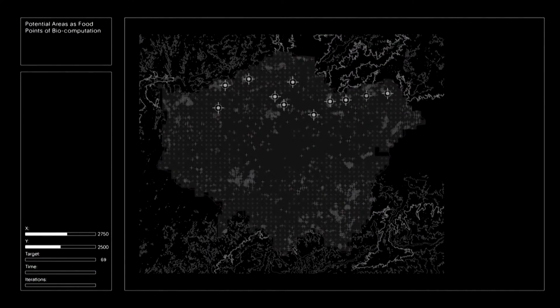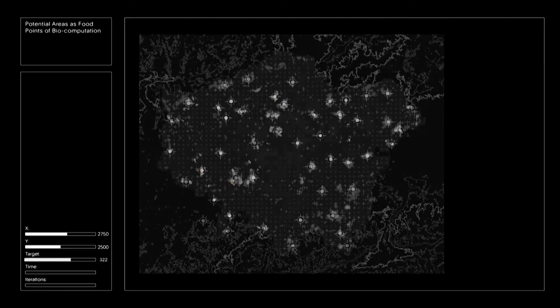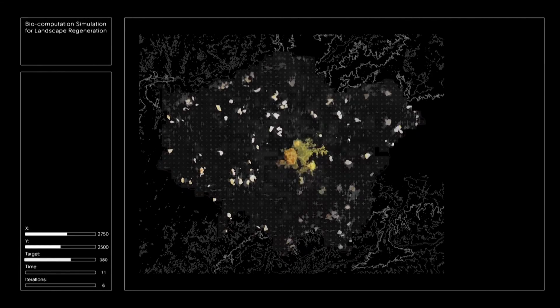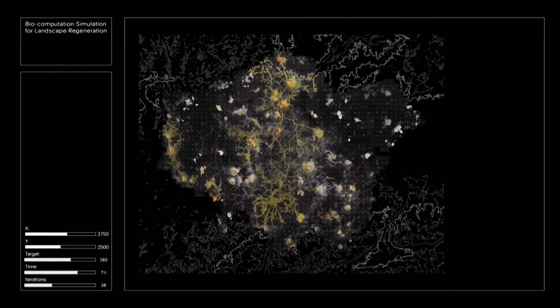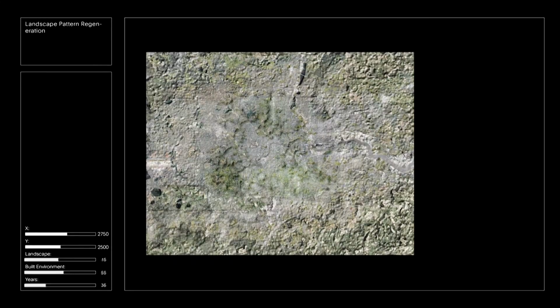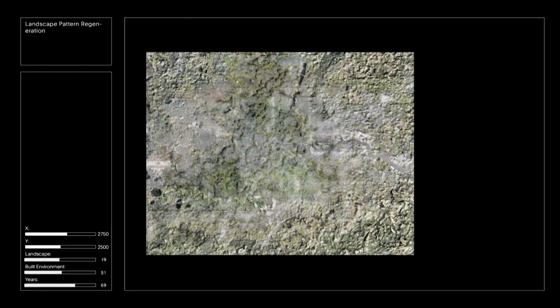Using this biological intelligence, previously selected points are assigned as food sources to reconstruct the urban landscape network. The growth process of the organism creates a visualization of this new landscape. The result is then integrated with the city using a generative adversarial network. This machine learning process shows how the landscape will evolve in the next century.